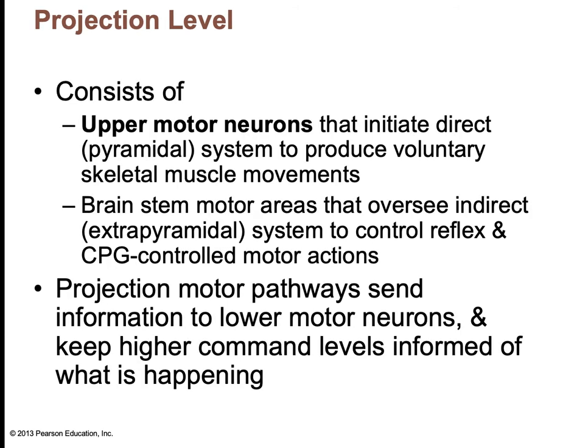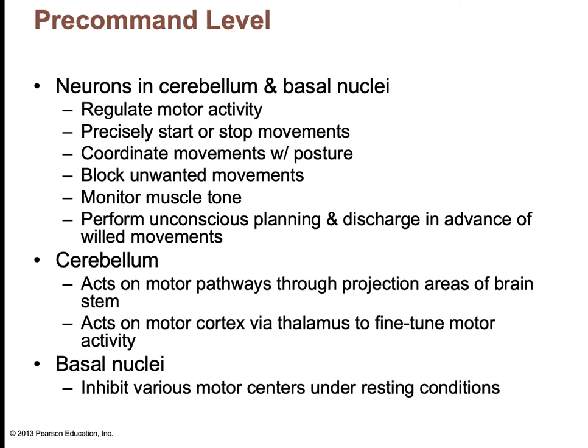Okay? The projection level are upper motor neurons that run from the cerebral cortex to the lower motor neurons and initiate the pyramidal system to produce voluntary skeletal muscle movement. Brainstem motor areas that oversee indirect motor pathways, which are called extrapyramidal, control reflex and central pattern generated motor action. The projection motor pathways send information to lower motor neurons and keep the higher command levels aware of what's happening.